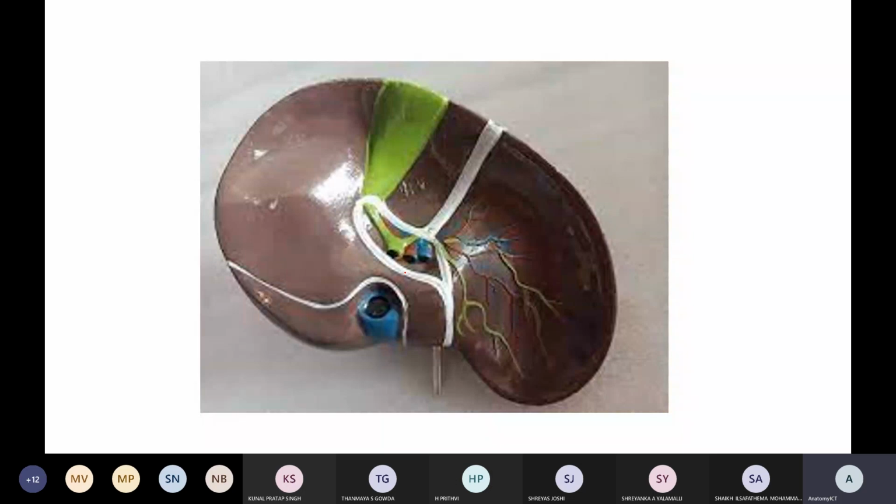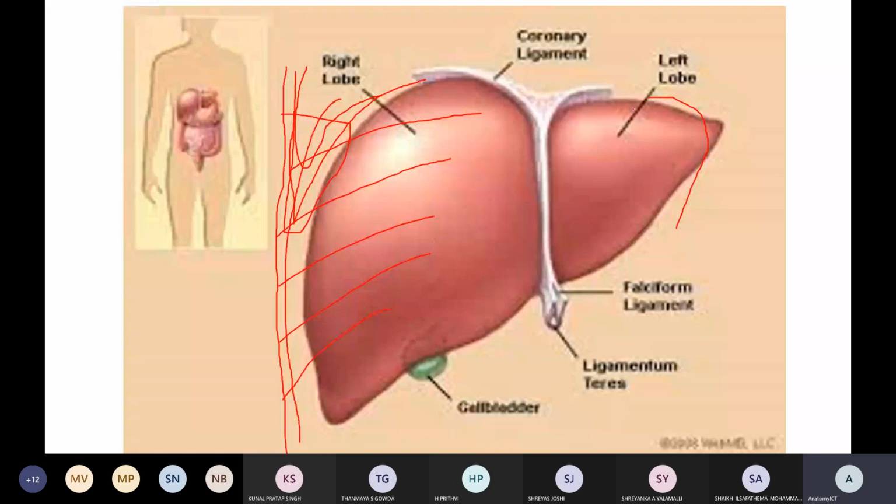Other than that, the superior part of the liver, which is hanging, where the coronary ligament goes and attaches above to this particular part of the diaphragm. This part of the diaphragm, along with this upper part of the liver, is not covered by the peritoneum. So we call this the superior part of the bare area of the liver. So this is how the bare area of the liver is present.